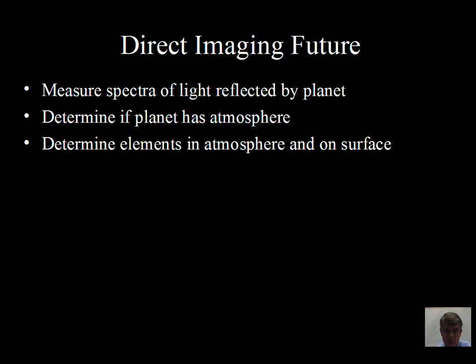What might happen in the future? Well, if we can get the telescopes a little bit better to isolate these objects and gather enough light, then the spectra of light reflected by the planet can be detected, and that light can be analyzed to see if the planet has an atmosphere, if it has water, if it has oxygen, and that would be very important in the search for other life in the universe. So these are searches for planets that would have conditions where life might exist.